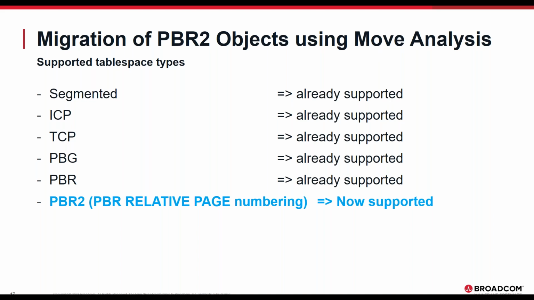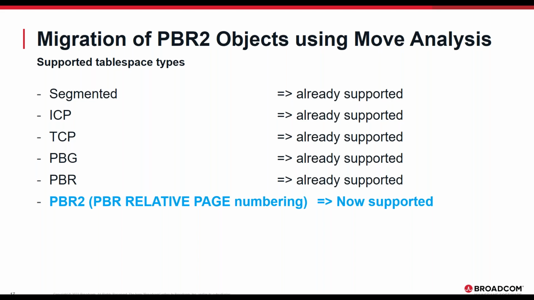So at the moment, when I say we have started supporting PBR2 table spaces, the first question that will come to mind is: now you have started supporting PBR2 objects, how about the remaining types of table spaces? The answer is yes, those are already supported well before. If you consider segmented, ICP, TCP, PBG, and then PBR1 or regular range partition objects, everything is already supported, and the only missing part was the PBR2 object, which is now supported.